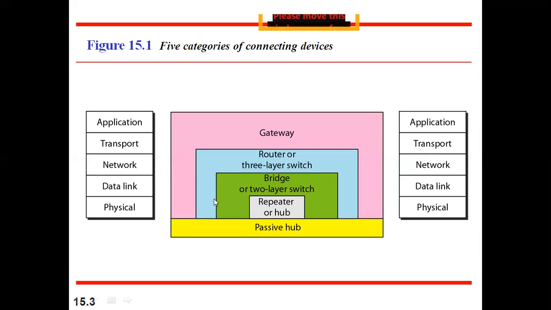So these are the categories of the connecting devices. For any communication, the message has to go through a repeater, then to a bridge, then to a router, and finally through a gateway, if it is connecting to a bigger line.